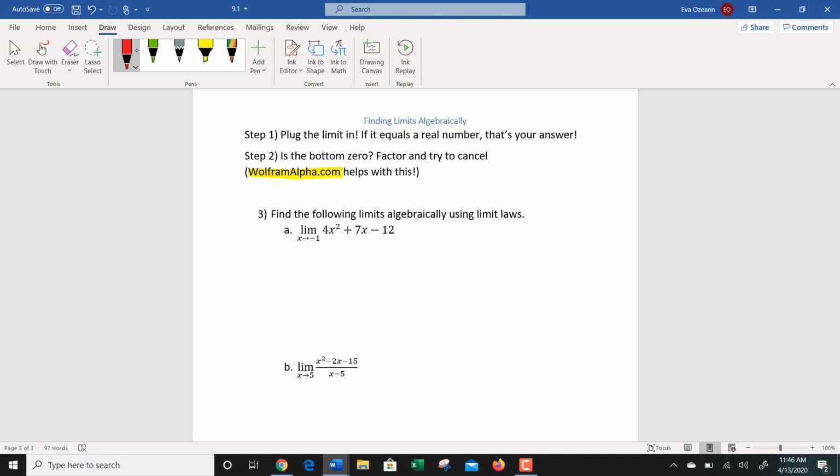In the very first one, we are going to do the limit as x approaches -1, and our function is 4x squared plus 7x minus 12. Remember, the first step is you always want to try to plug it in. So what is 4 times -1 squared plus 7 times -1 minus 12? Let's see, that would be 4 minus 7 minus 12. That would give me -19 plus 4, that would give me -15. Hey, since it's equaled a number, we are done. So the limit equals -15. Great.